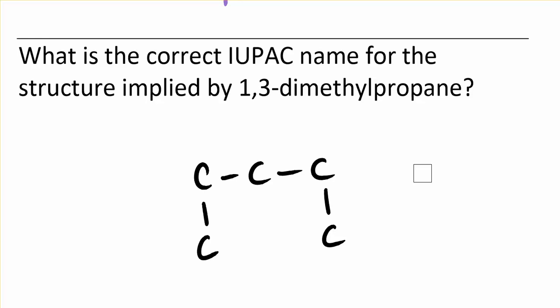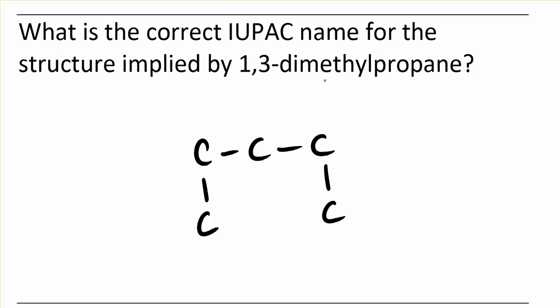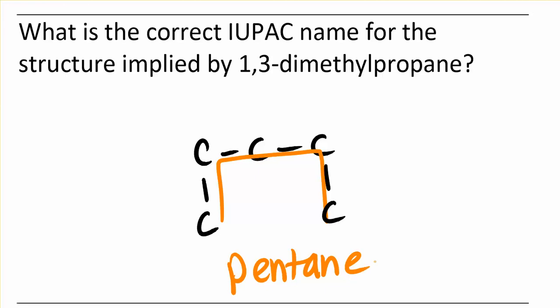Do you see what I did wrong when I came up with this name? It should have been, the longest chain is this. This is just one chain. So the correct IUPAC name of this is just pentane. No branches.